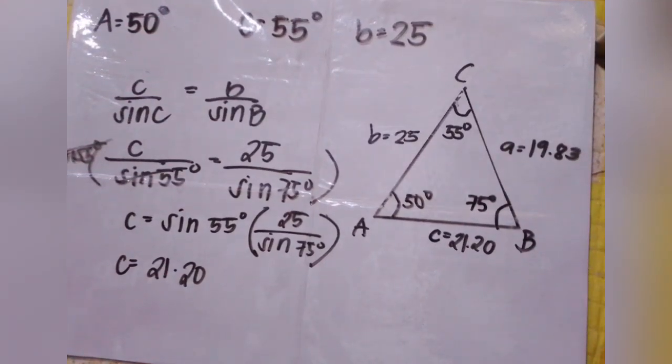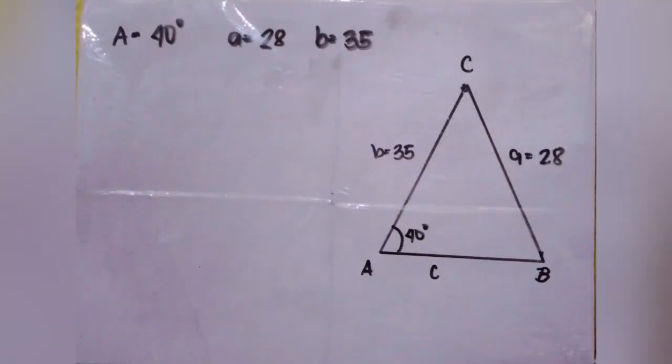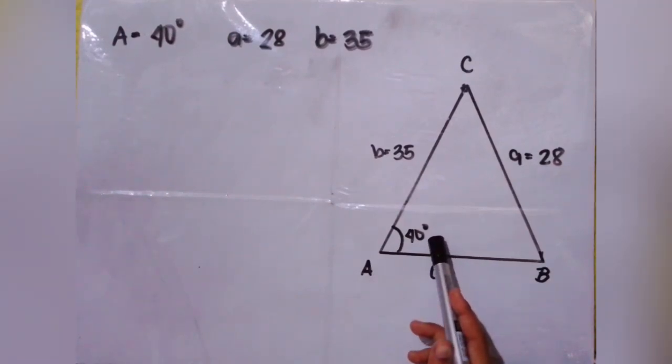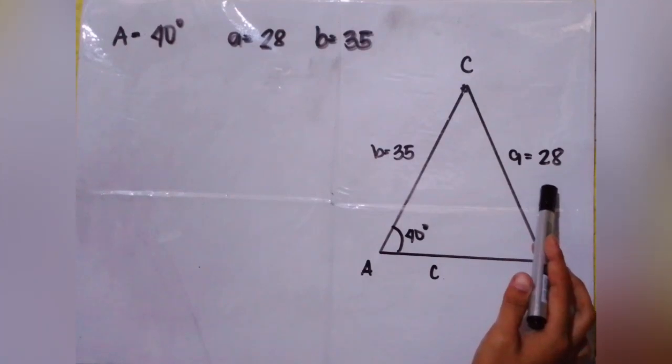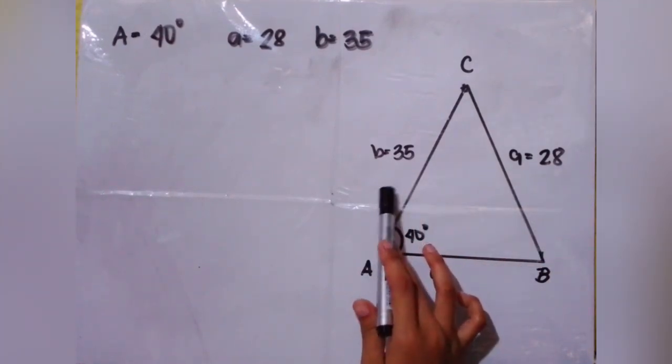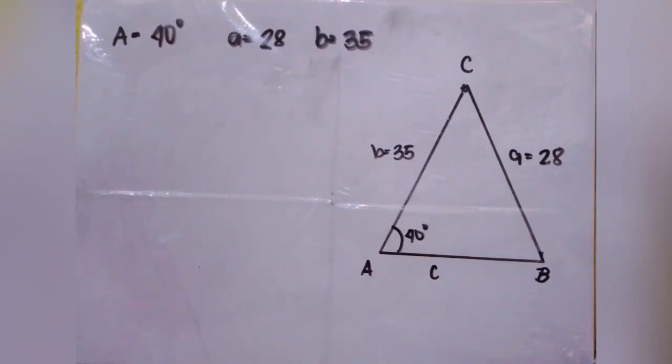In this problem, we're going to solve an SSA triangle using the law of sines, 1 solution. We have the angle A, which is 40 degrees, the side A, which is 28, and the side B, which is 35. We're going to find the angle C, the side C, and the angle B. So, we begin by drawing a picture of triangle ABC and labeling it with the given information.